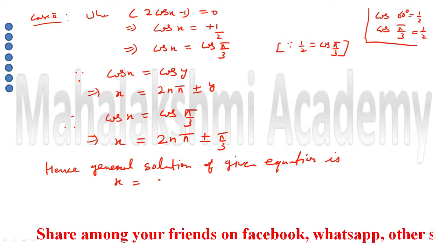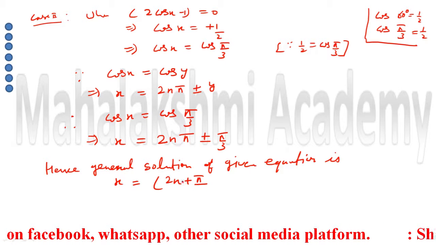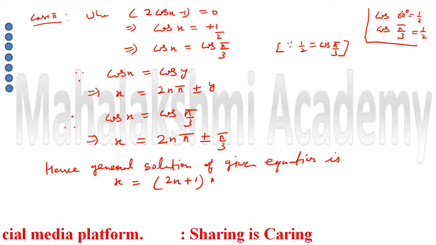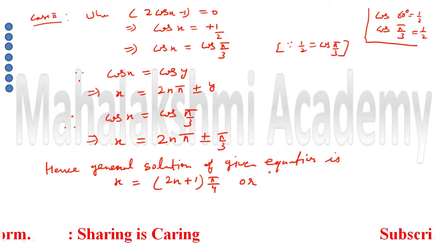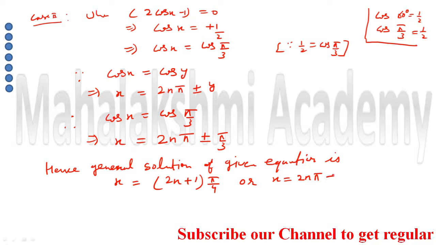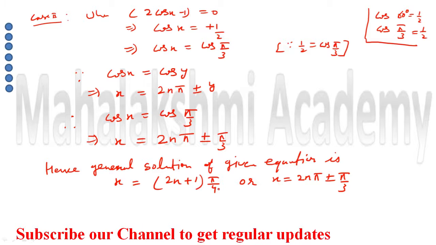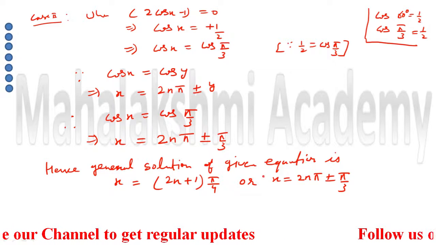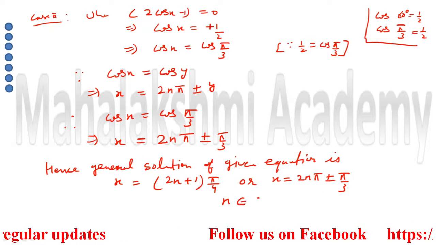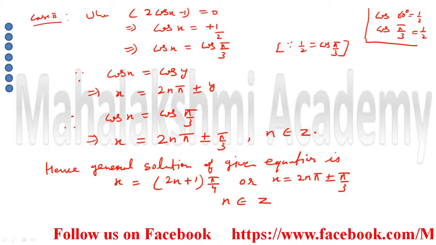first solution which we obtained is x is equal to (2n plus 1) pi upon 4, or in second case we obtained x is equal to 2n pi plus minus pi upon 3. So both are applicable at a time. I hope this question is clear to you. And one more thing, what is n here? N belongs to set of integers. It's very important to mention n belongs to set of integers.